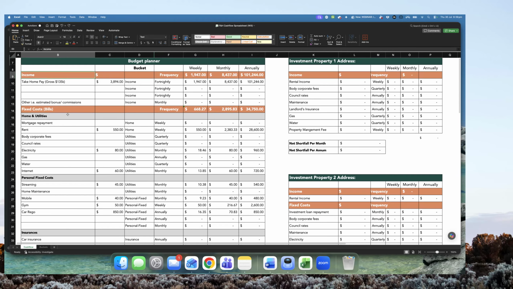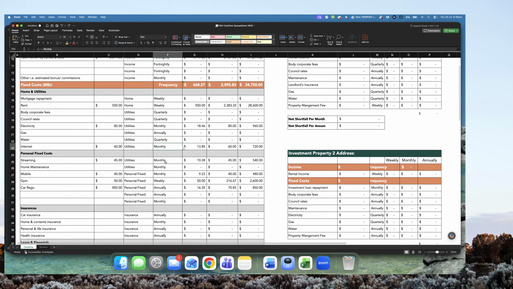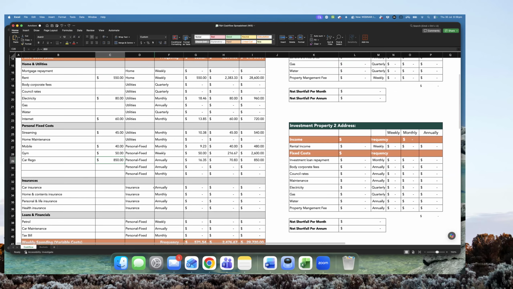The next section is fixed costs. These are all of the non-negotiables, regardless of whether they are paid weekly, fortnightly, monthly, annually, etc. What you're telling me here is that there's rent weekly, electricity monthly, internet monthly, utilities, streaming, mobile monthly, gym weekly, rego also accounted for. No car insurance, a bit risky. No car insurance, mate. Yeah, maybe I've missed that one. We should probably pop that one in there, shouldn't we?